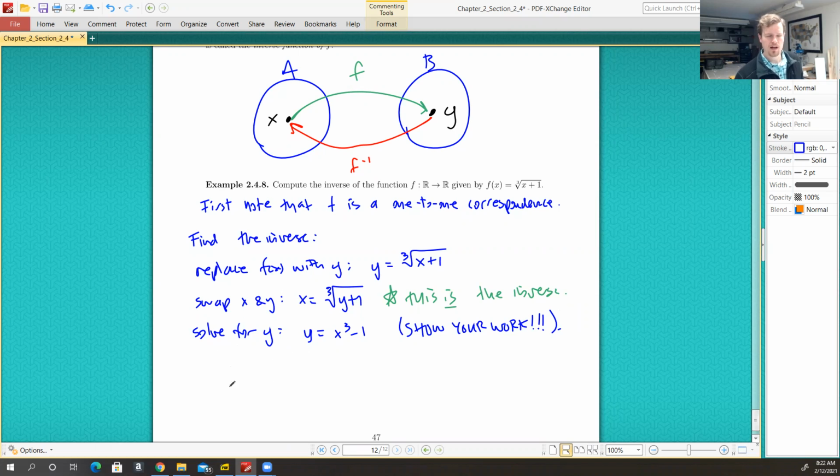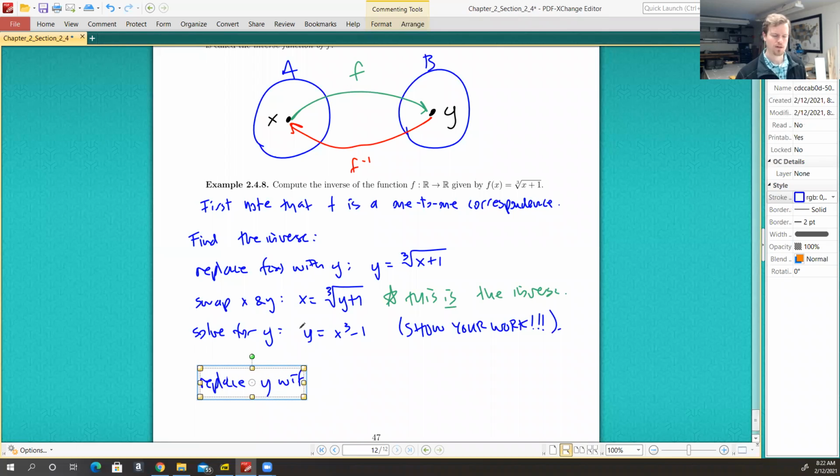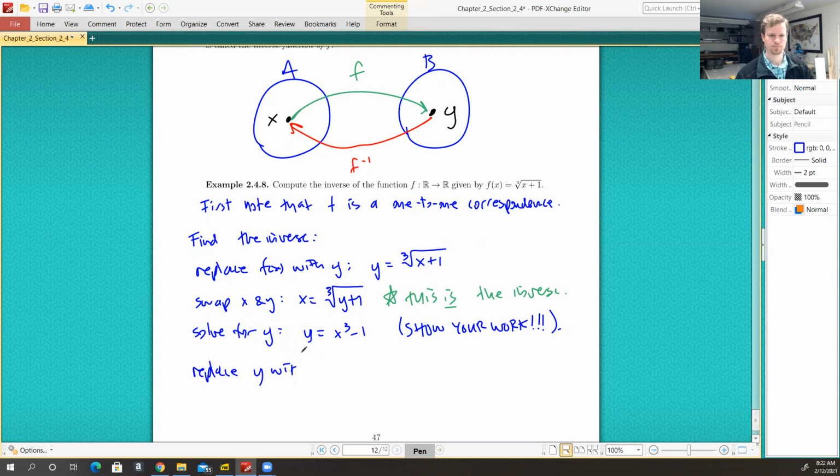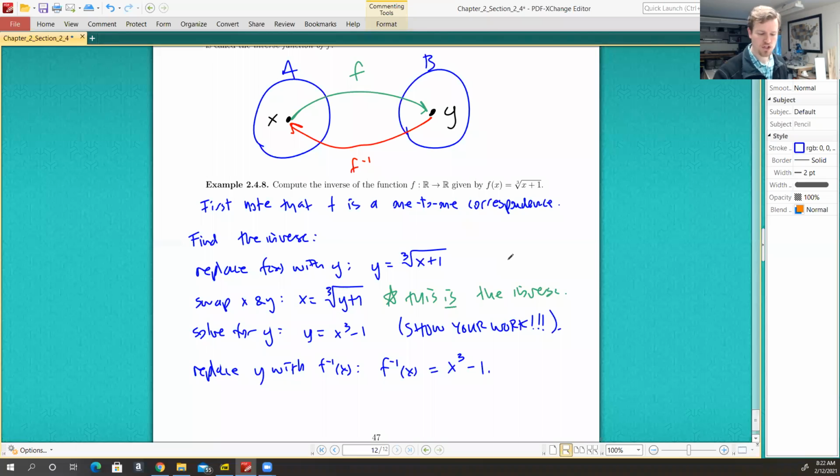All right, solve for y, and then finally replace y with f inverse of x. So f inverse of x is equal to x cubed minus 1. And if you wanted to check your answer, if you wanted to confirm that this is in fact the inverse, you could compose the two functions both ways, and in each case you should get x. You should get the identity function.